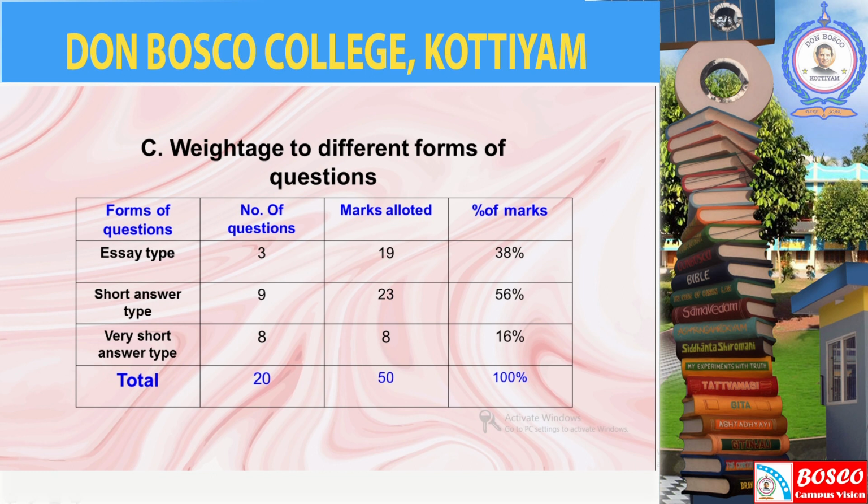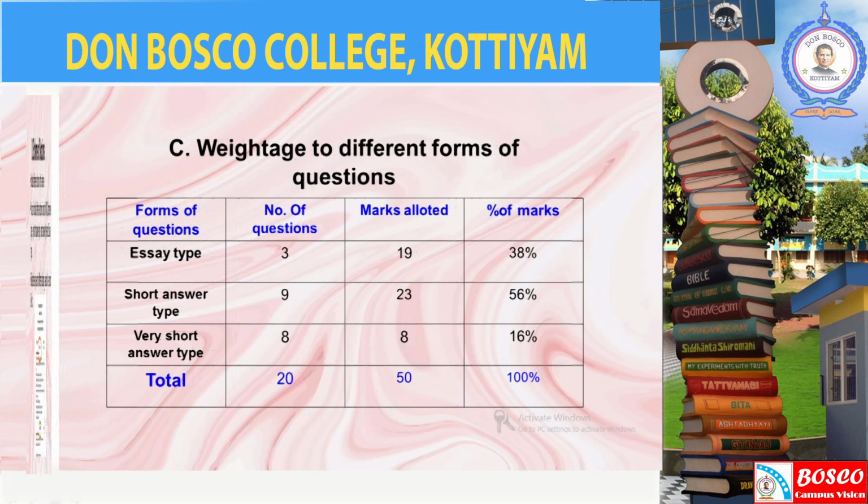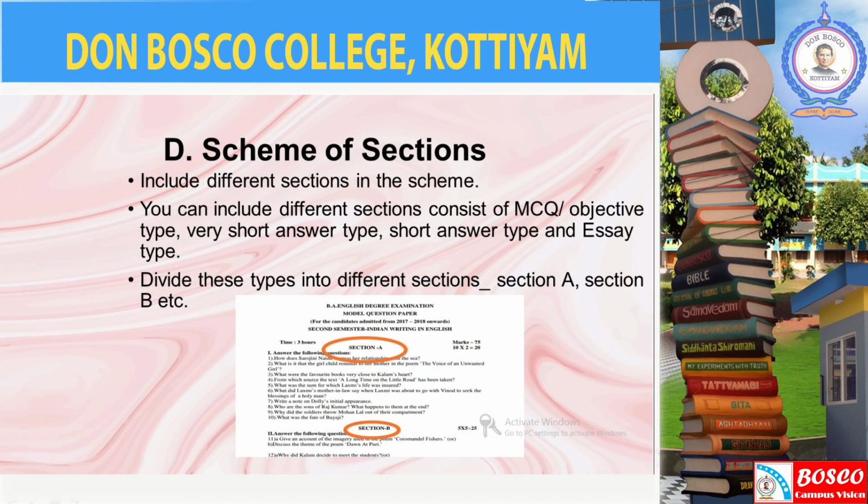So you must include different types of questions. In my example, I took 3 types of questions: essay type questions, short answer type questions, and very short answer type questions. You must give priority to these types of questions, and marks will be awarded on the basis of these 3 different types of questions. And the next one is, in the preparation of the design of a question paper itself, you must think about sections, different sections.